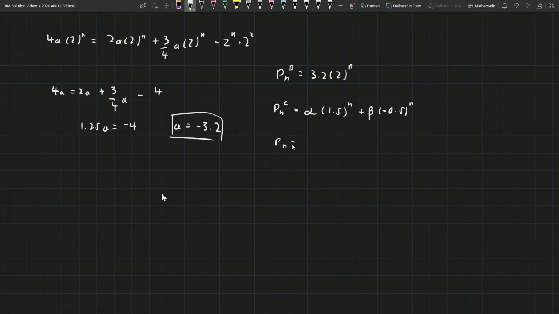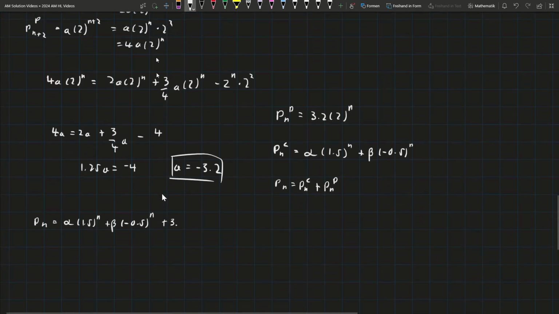Our final solution will be the sum of the complementary and the particular. So our final solution will be alpha times 1.5 to the n, plus beta times minus a half to the n, plus, no, it isn't plus, because our particular solution is minus 3.2 times 2 to the n because of this minus here. So it's going to be minus 3.2 times 2 to the power of n.